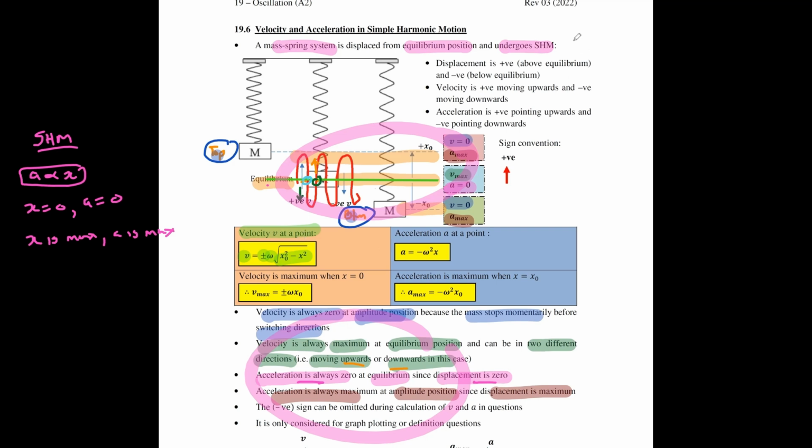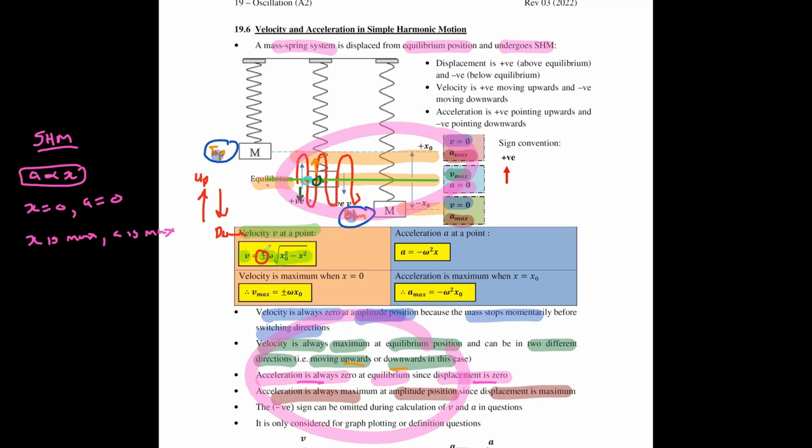The reason why you have a positive and negative sign here is that you need to take into account that velocity can have two different directions, because in your case here, you can have something that moves up. You can also have something that moves down. So the positive and negative is actually to take into account the different directions.